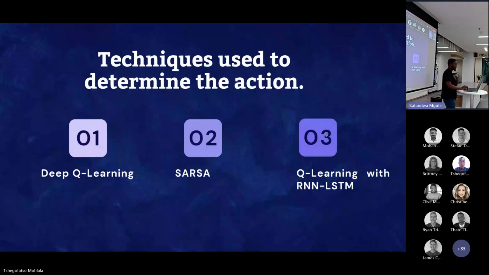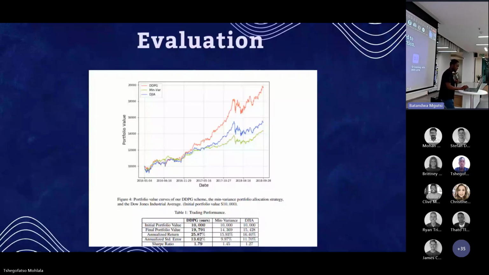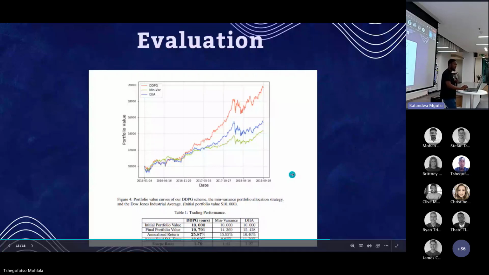This is just an example of the performance of these algorithms published on arXiv. It shows that the portfolio value does indeed increase. So you can just try these techniques.